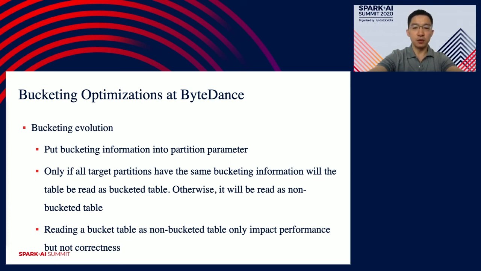For example, the table is non-bucketed, and today we converted it into a bucketed table, and the partition for today's data will be distributed by and sorted by the bucket key set. Tomorrow, when we query this table, if the only targeted partition is today, then Spark will know that it's a bucket table, and the bucket join can be used. But if the query needs to read data for both today and yesterday, Spark finds that the targeted partitions have different bucketing information, so Spark will read this table as a non-bucket table. And reading a bucket table as a non-bucket table only impacts the performance, but not the correctness. So it works well in our practice.